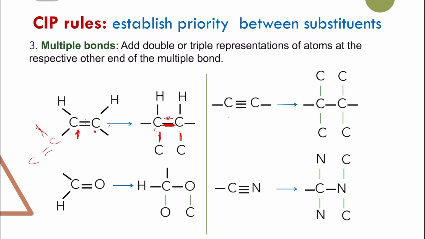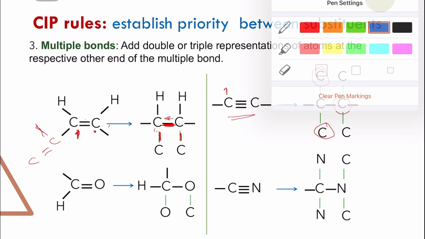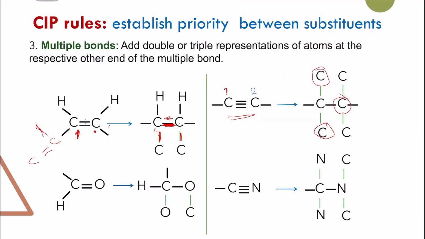If it's a triple bond, like this one, so I'll consider the first carbon, this is the first carbon, as if it's attached to three different carbon atoms, 1, 2, and 3. For the second carbon, this one, it's also attached to three different carbons. So it's one carbon, two carbon, three carbon. And then I would look at the first point of difference.